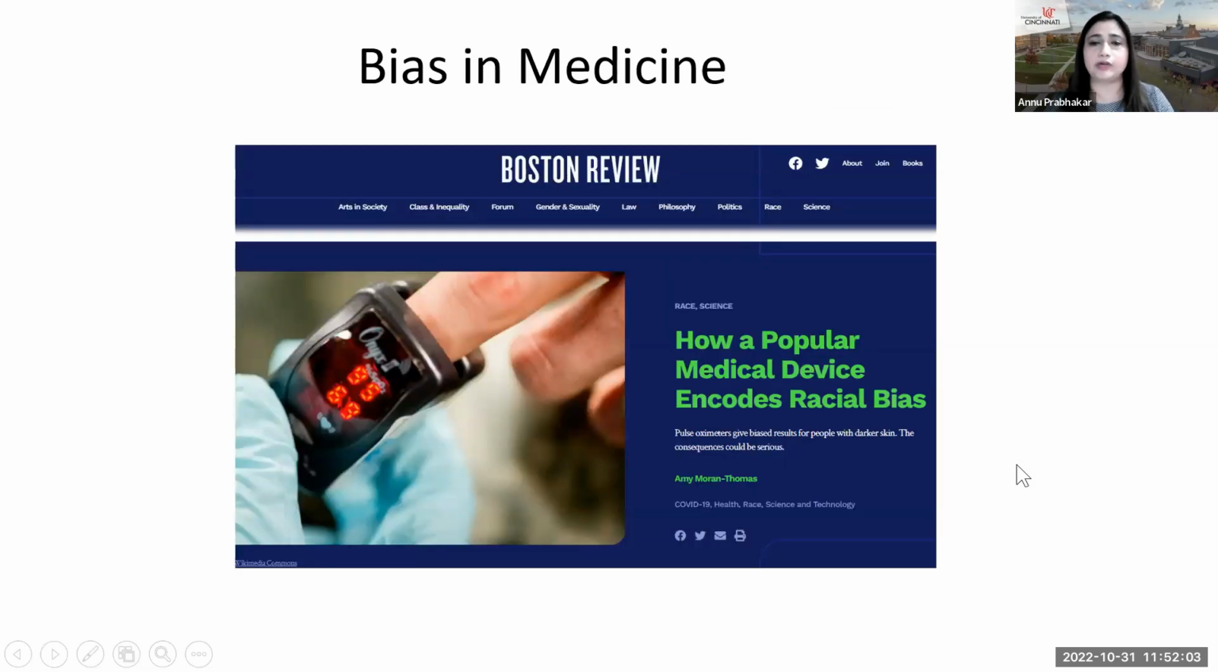Another example is medical devices. It is reported that pulse oximeters give false results for people with darker skin. Of course, there are reasons why that is happening, but it has a lot of implications for people. For example, I came to know that if you have a reading of 88 or 89, Medicare will reimburse for oxygen at home. But if it is 90, it won't. So some of these inequalities are not intentional. That's one thing you have to understand. This may not be intentional.